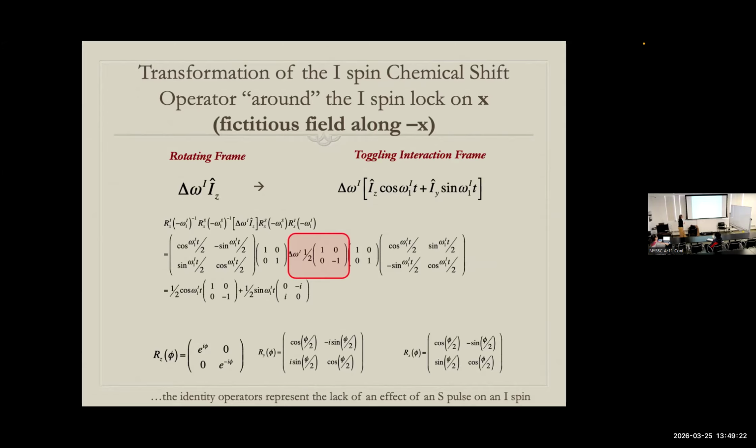It's quite intuitive: you have a cosine modulation of the original Z interaction. If you have an offset, it'll look like that offset, according to cosine omega t. And because you've been rotating around X, you'll get a Y-type piece according to sine omega t. It's just what finger physics would have told you. You're rotating around a fictitious field equal and opposite to an X pulse, and it turns a Z-type operator into a Z-type operator times cosine omega t, and a Y-type operator times sine omega t.